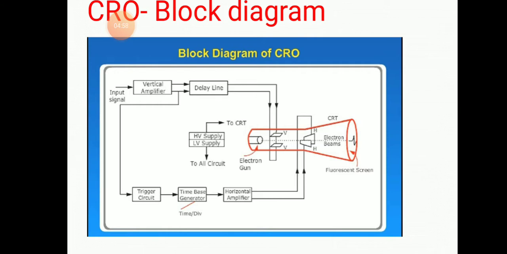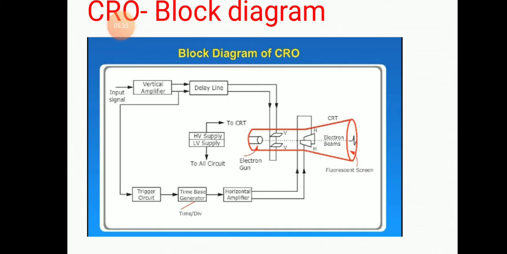Next we'll move on to the horizontal amplifier. What is the function of the horizontal amplifier? The sawtooth waveform from the time base generator is fed to the horizontal amplifier, and this amplifier gives the positive and negative going sawtooth pulse or waveform. Next one is the time base or sweep generator. What is the function of this one? It generates a sawtooth waveform which is used as the horizontal deflecting voltage.